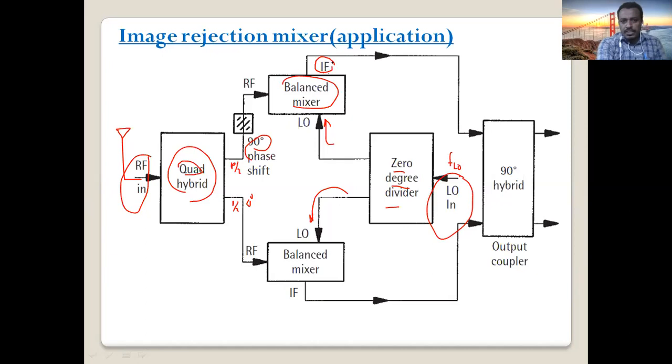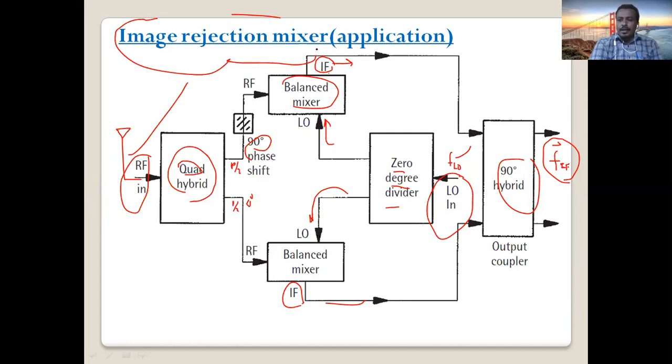So what will be the output of this? One IF, and another IF here. Finally, using a power combiner, a directional coupler, as I said, it can be used to combine these two signals, and you'll get here FIF, the intermediate frequency. It's a mixer which mixes radio frequency FRF and local oscillator FLO and gives us the intermediate frequency, but all the image frequencies are cancelled. That's why this mixer is called an image rejection mixer.